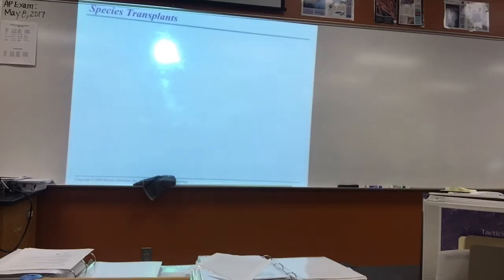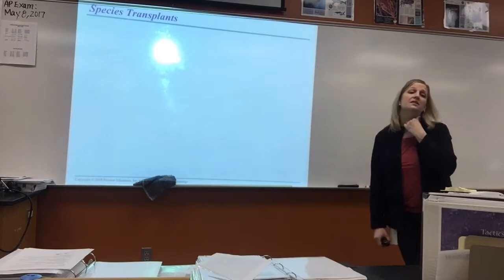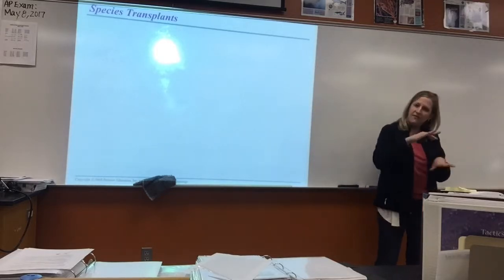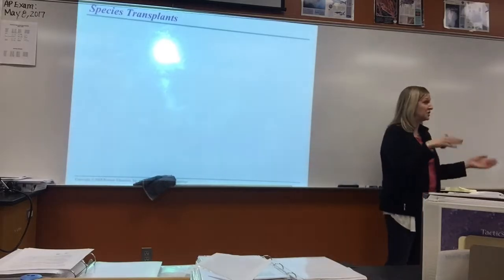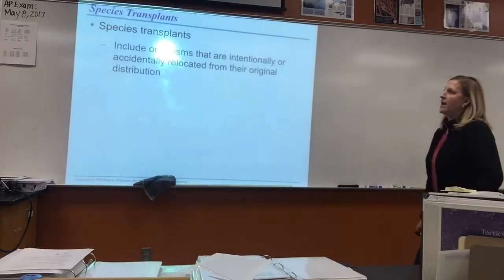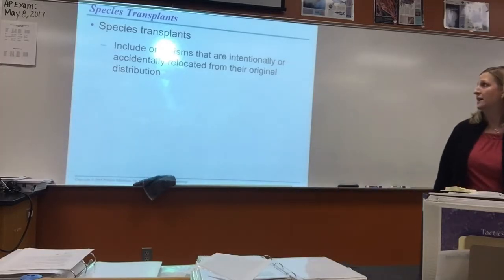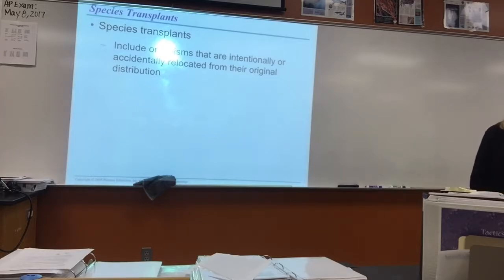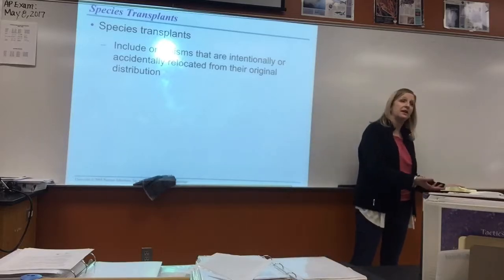And talking about distribution of organisms, I wanted to talk a minute about how we as humans affect the distribution of organisms. We as humans affect things in ecosystems a lot. One of the things we do is transplant species from one place to another. A species transplant is an organism that is either intentionally or accidentally relocated from its original distribution. We can bring plants to a new area because we think they're pretty.